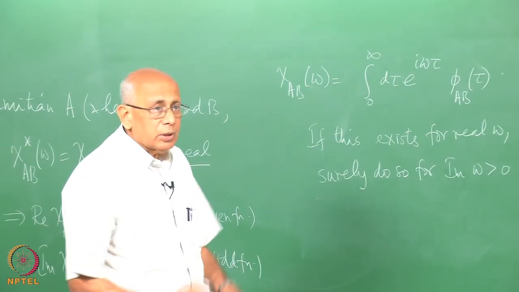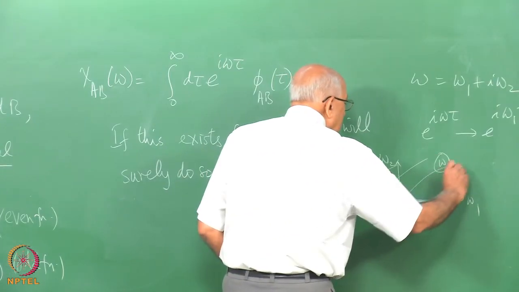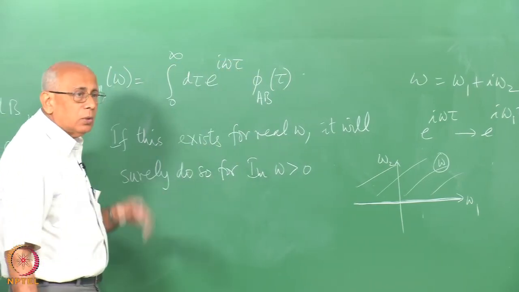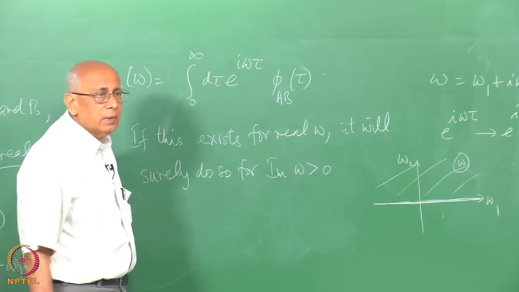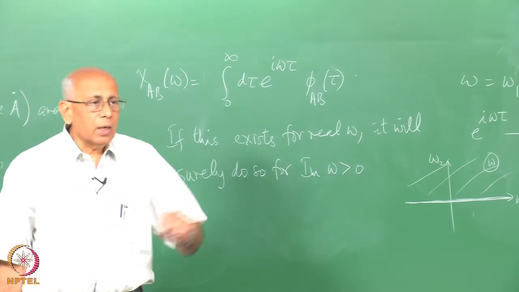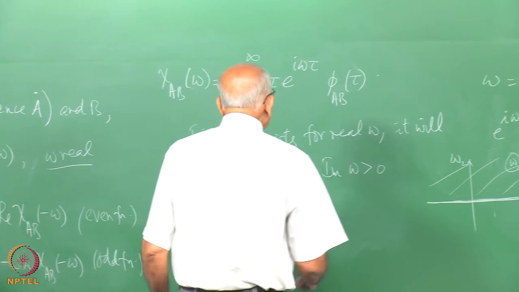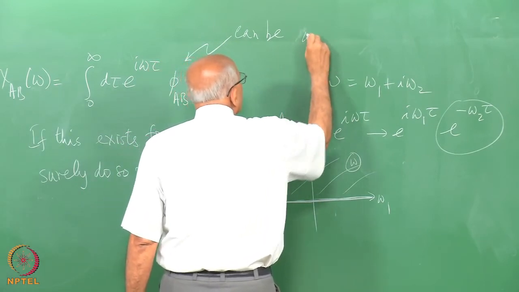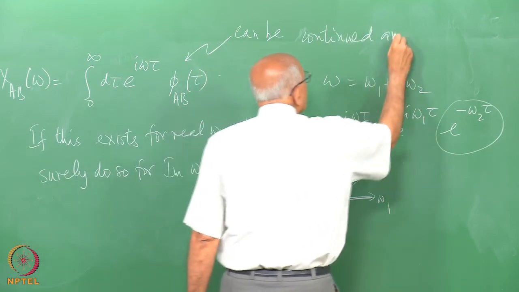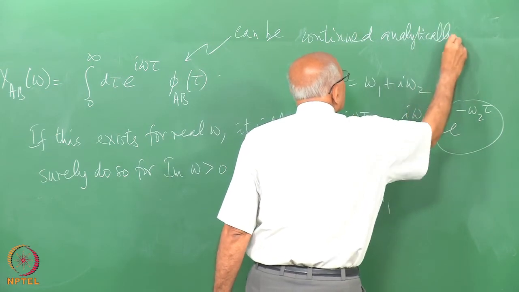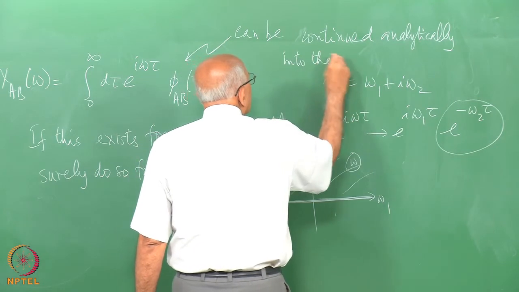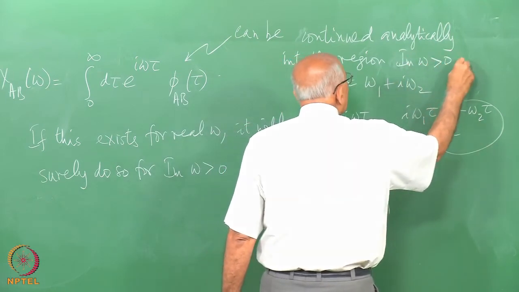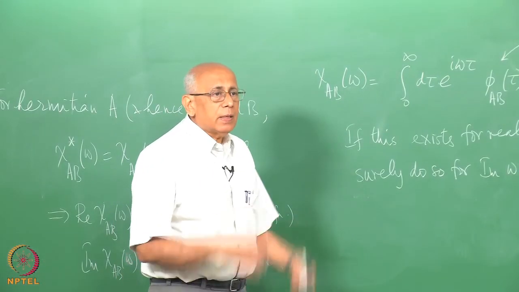It follows as a consequence of that assumption that if you move up into the complex omega plane, up here at any value of omega, to find the value of this function at that value of omega, all you got to do is to substitute that value of omega in this formula, and it makes sense. So the formula provides an analytic continuation into the upper half plane. So this thing here can be analytically continued. And moreover, you are guaranteed it defines an analytic function there.